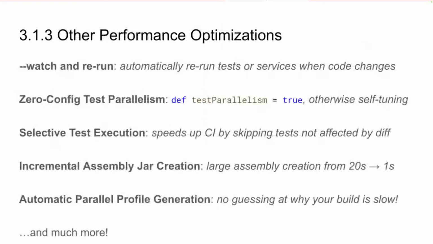So mill has a bunch of other things that are quite nice, like we already saw watch and rerun. Mill's test parallelism is a lot easier to configure than SBT. It's one flag, and generally it's self-tuning enough. You don't need to fiddle with the other things like concurrency restrictions or parallelism number.